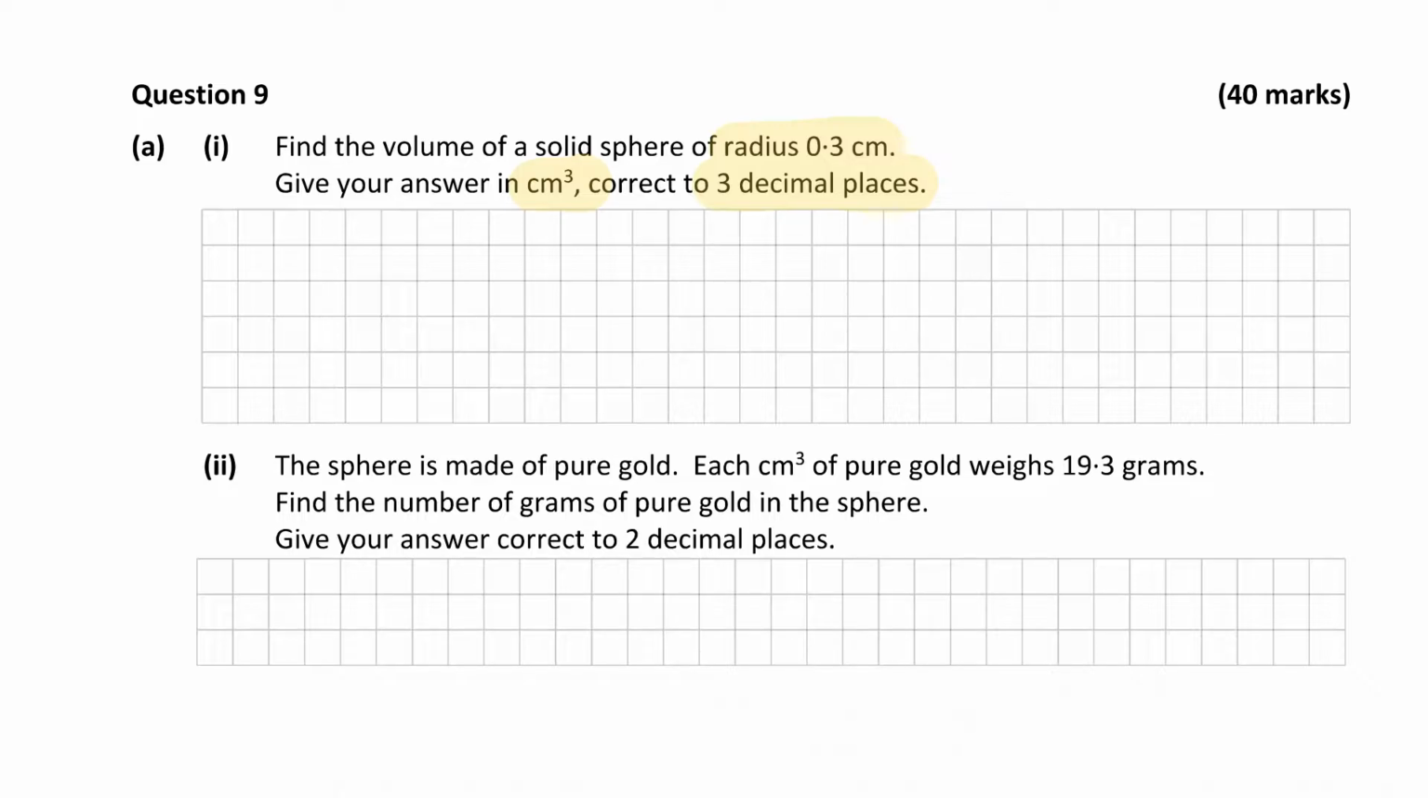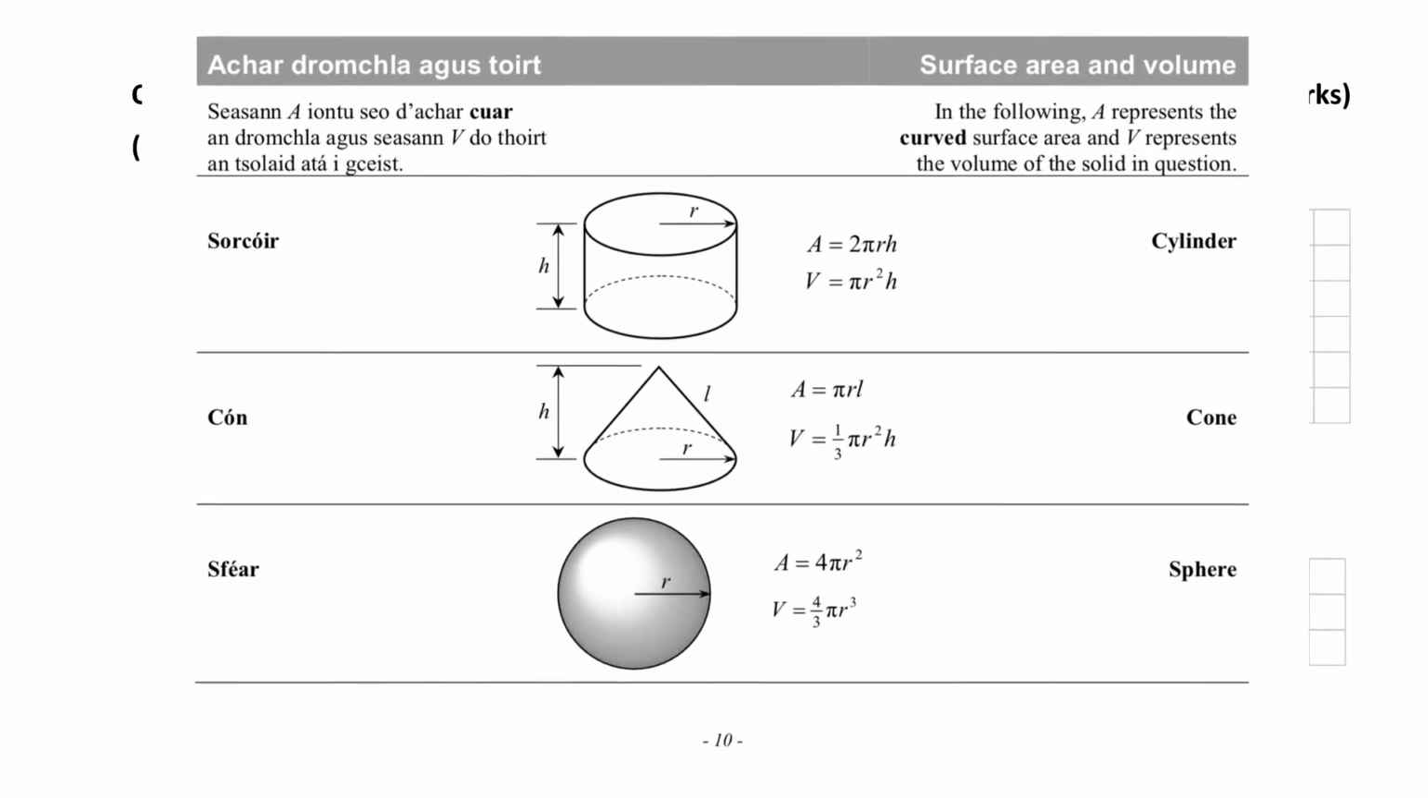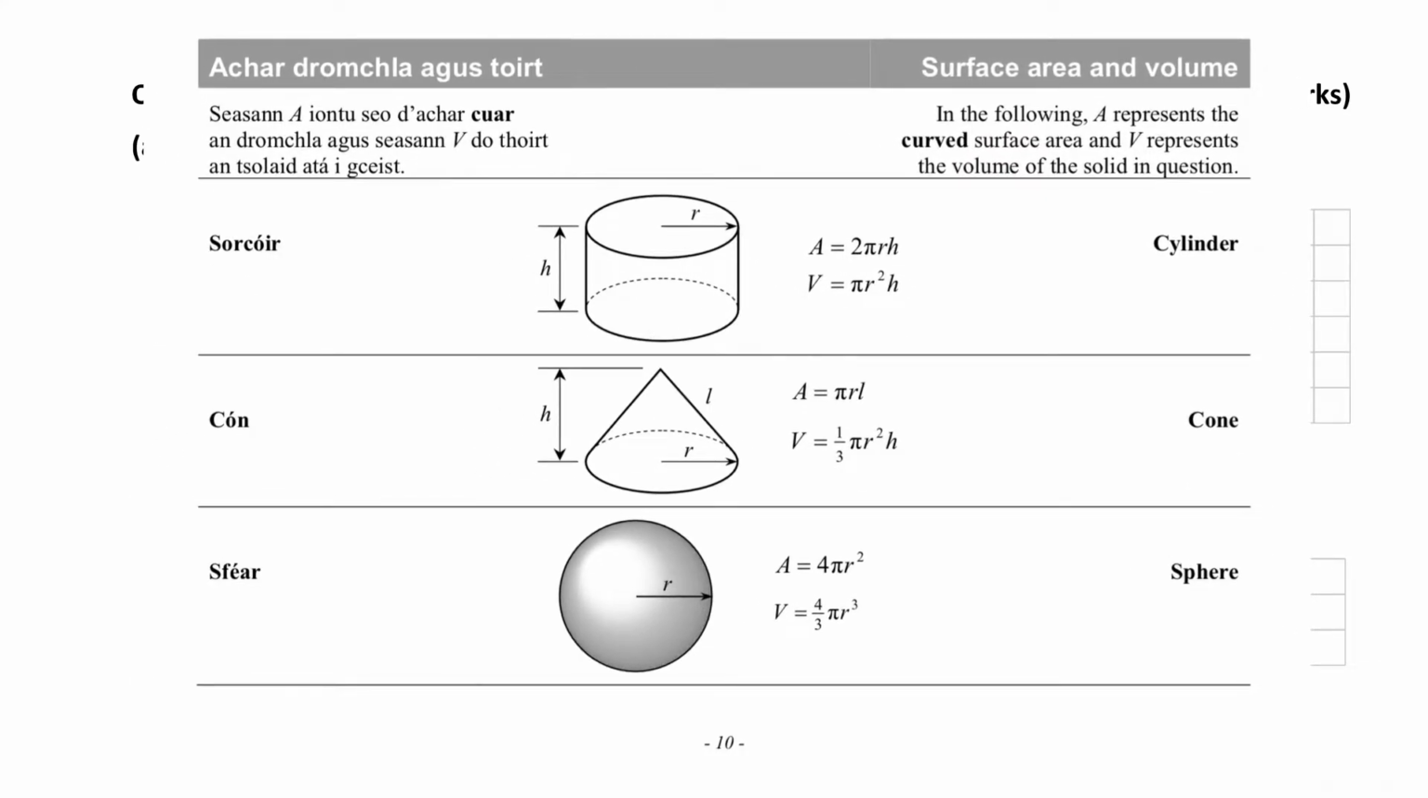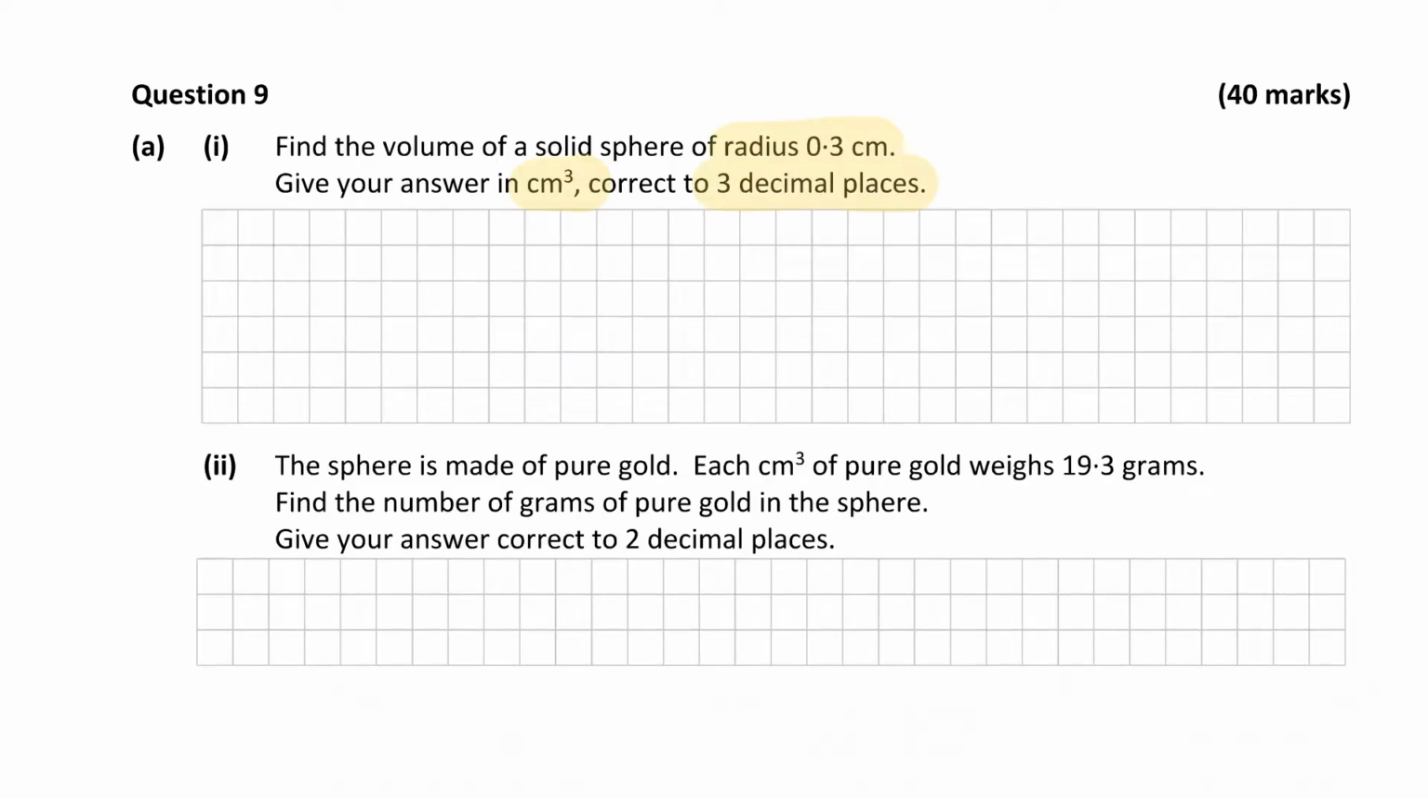Okay, so the first thing we're going to have to do is look at the log tables. If you look at the log tables there on page 10, you'll see that the volume of a sphere is 4 over 3 pi r cubed. V stands for volume. So the volume is equal to 4 over 3 pi r cubed, and we can put that in.